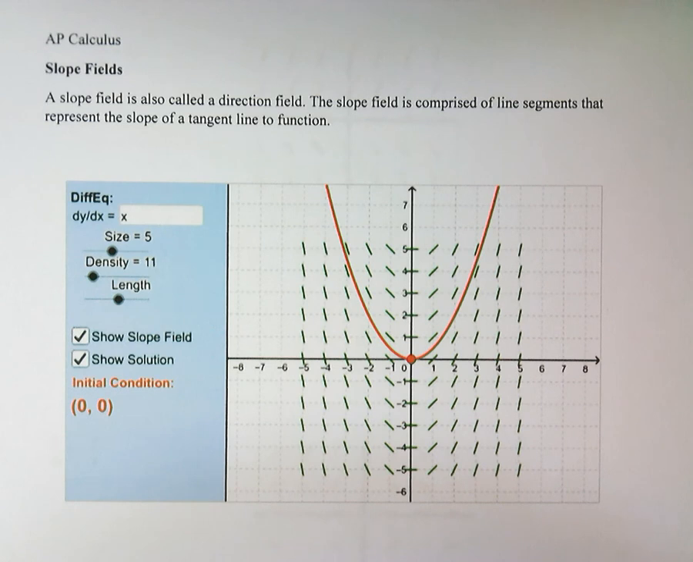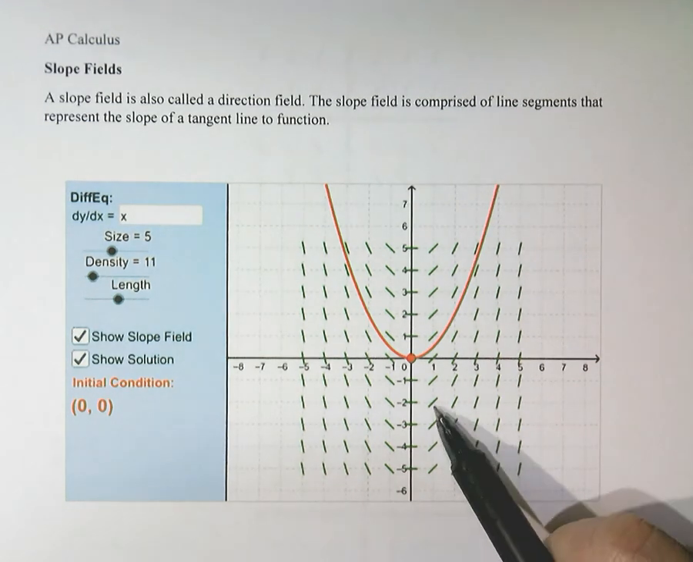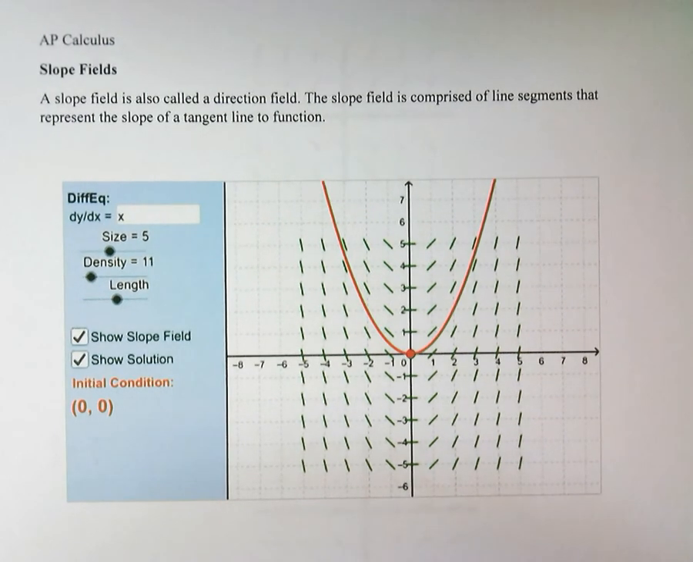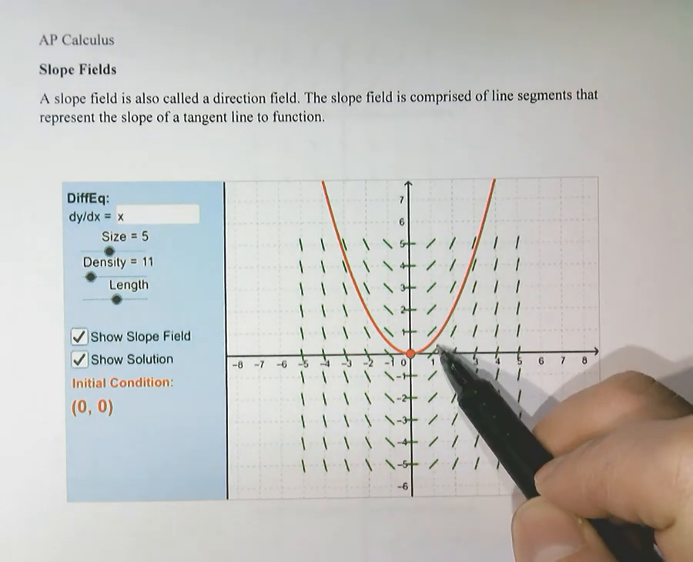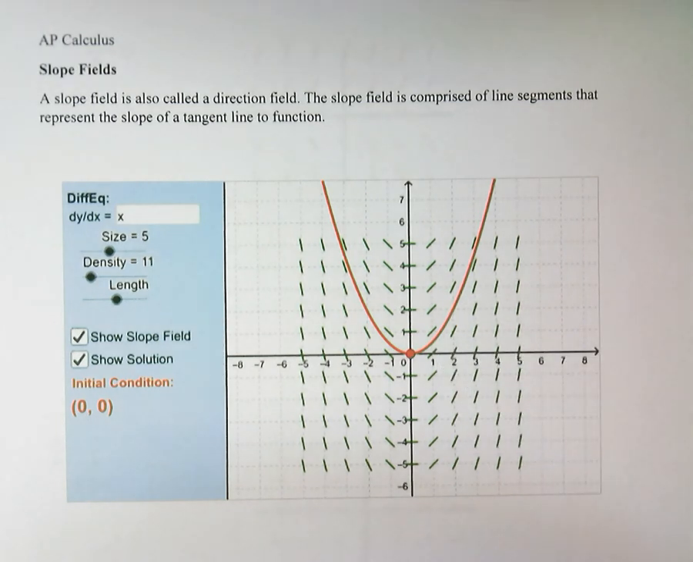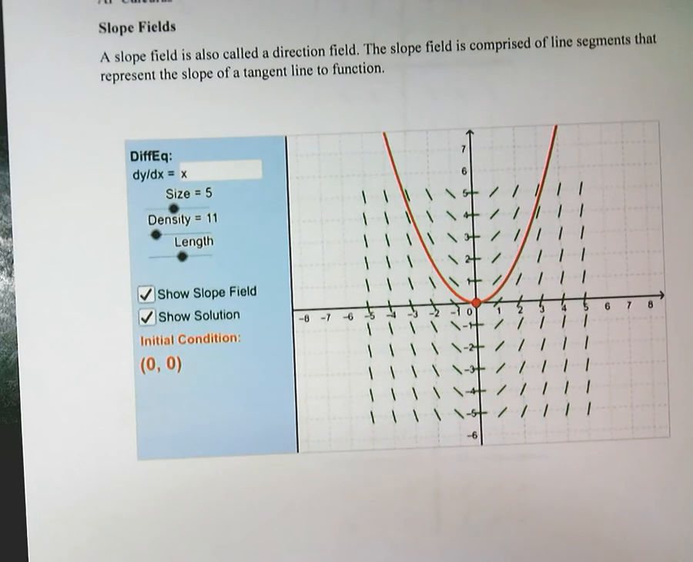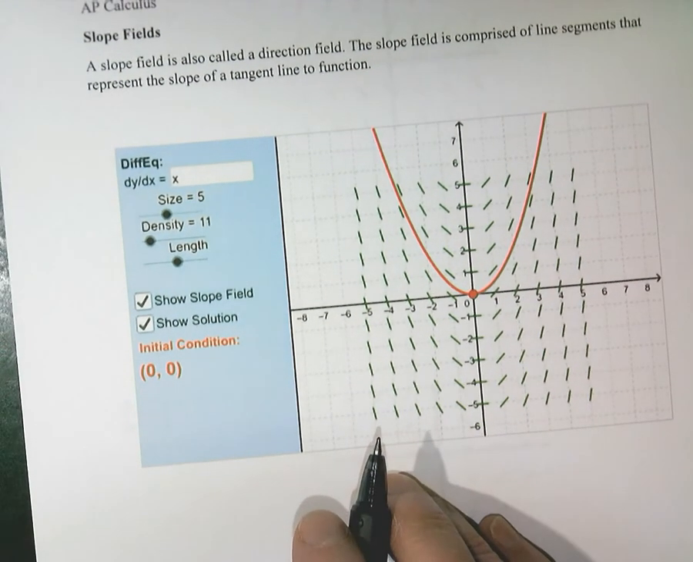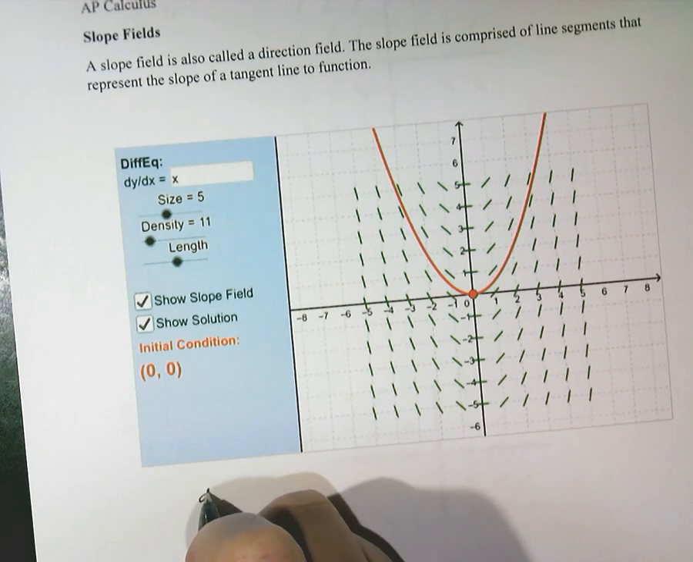So a slope field is just made up of all these little line segments that have a slope, or it's called a directional field. And if you take a function and imagine at every part of that function just drawing a small tangent line, that's where a slope field comes from. So I'm going to show you a few different examples to show you how you'll use it here in calculus. So this is a slope field for the function dy dx equals x.